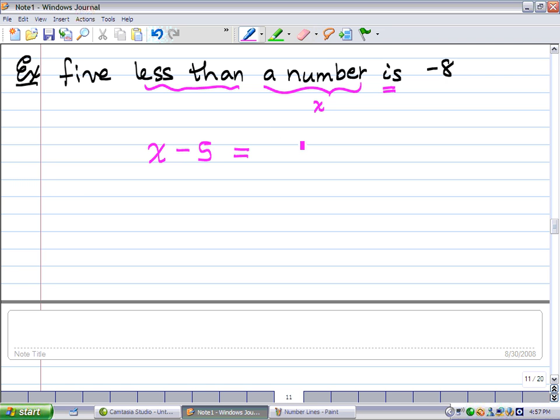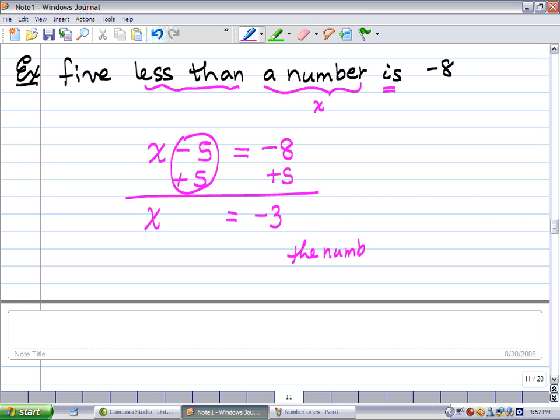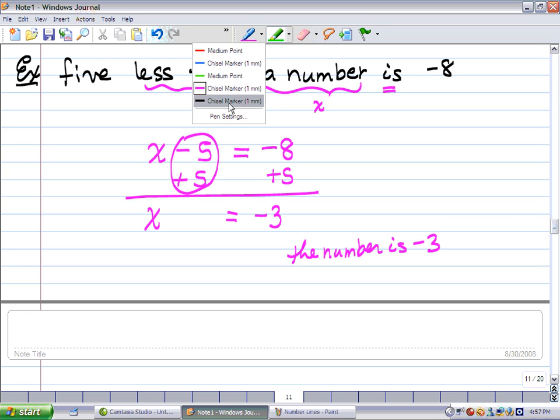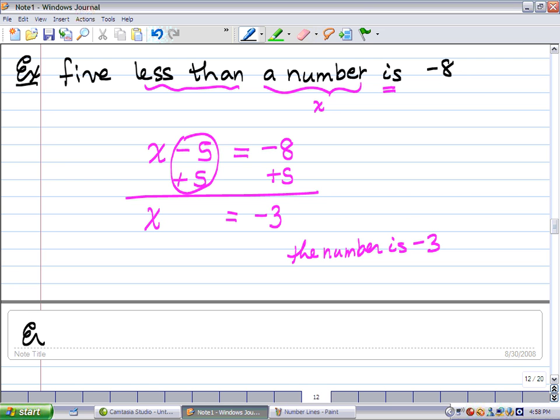is equals negative 8. And how do we solve this? I'm trying to get x alone. So we add 5 to both sides. This gives us x plus 0, or just x on this side, and negative 3 on that side, so the number is negative 3. And you can actually replace that in the sentence. 5 less than negative 3 is negative 8. I'm going to test that it works.